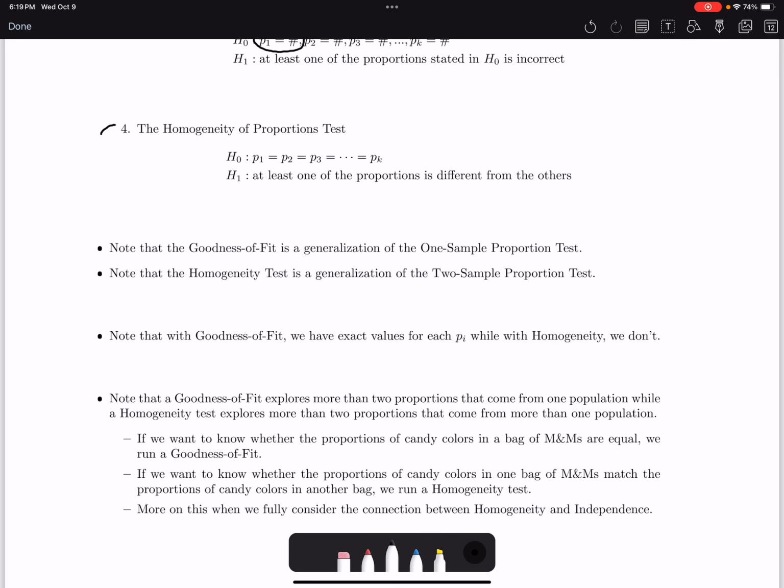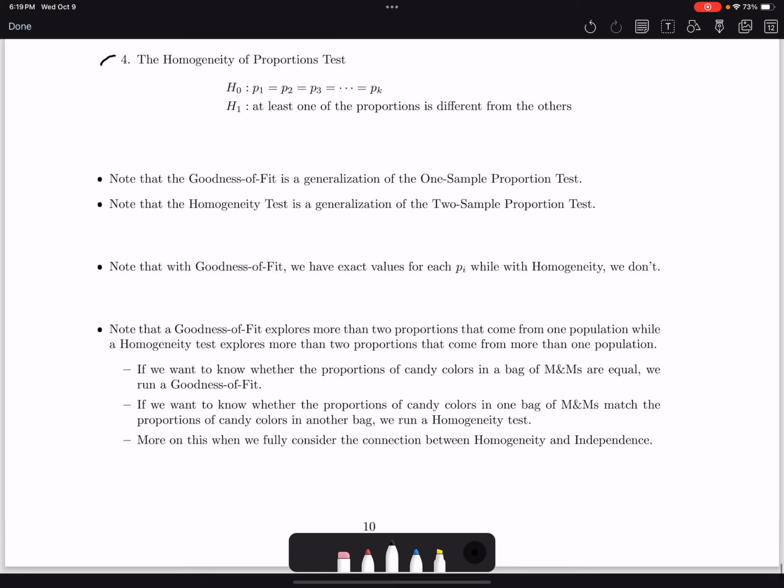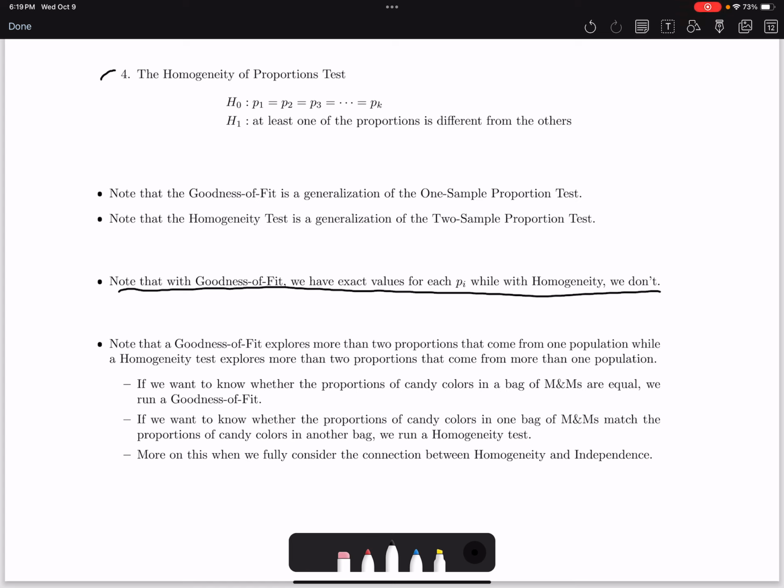Note that, as I've said, the difference between the goodness of fit and the homogeneity of proportions is that with the goodness of fit, we have exact values for each proportion, while with the homogeneity of proportions test, we don't. Note that a goodness of fit explores more than two proportions that come from one population, while a homogeneity of proportions test explores more than two proportions that come from more than one population.